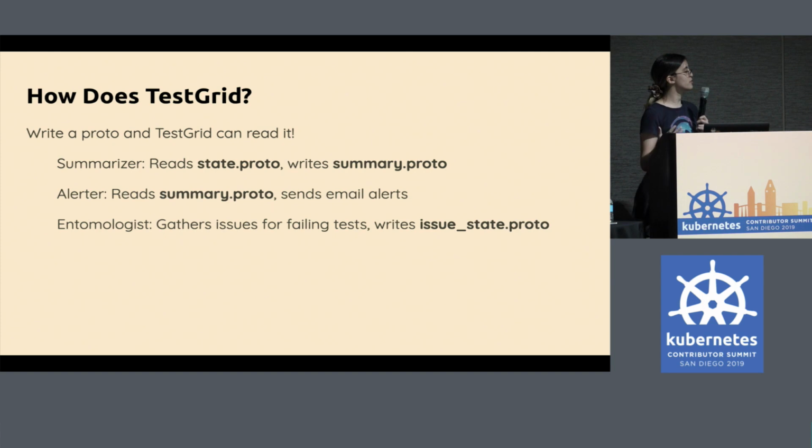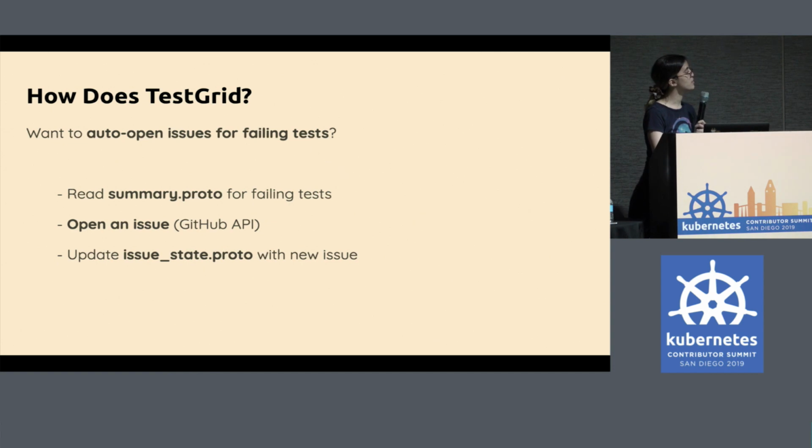Alerter, for instance, will take the summary proto and send you email alerts whenever new failures occur. An entomologist will grab issues that are related to failing tests, and it can associate those on the table so that you can see links to bugs. Theoretically, you could also do other things given the protos here.